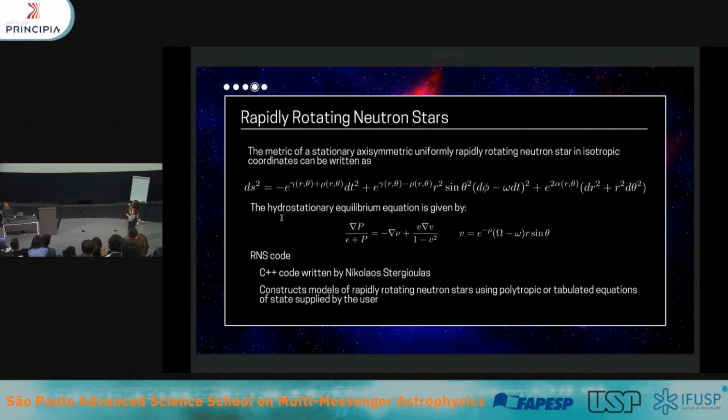And so for the last case, which is the most interesting one, the rapidly rotating neutron stars, it is basically more complicated because here we have sets of partial differential equations, which are much more difficult to solve. But as I said, we already have a code in C that solves it for us numerically. And the idea is basically to calculate several iterations until you reach the angular velocity that you want for the star.